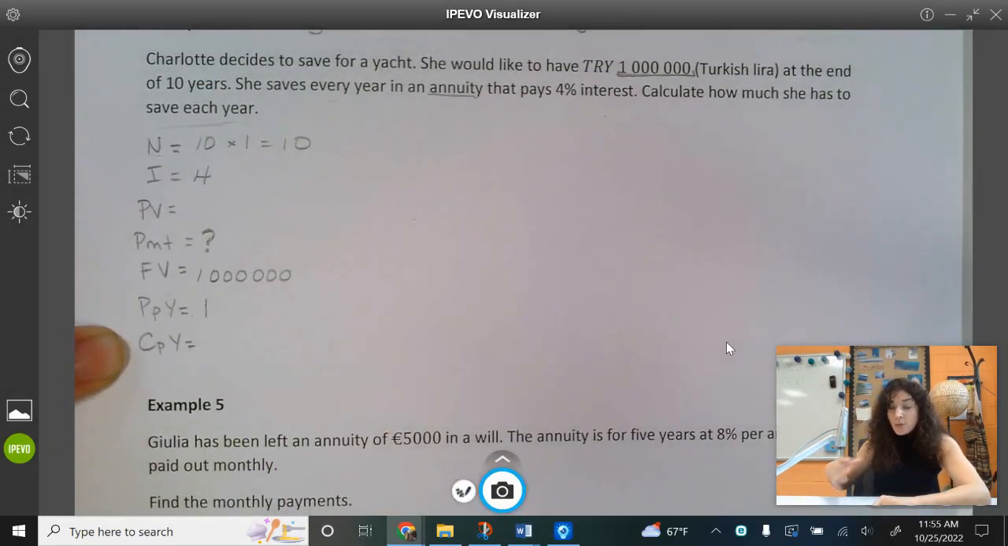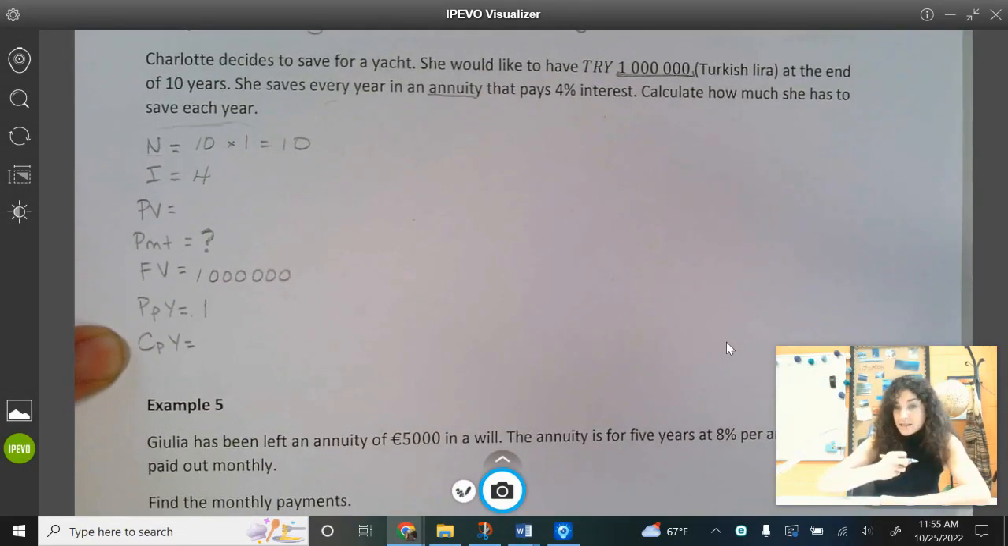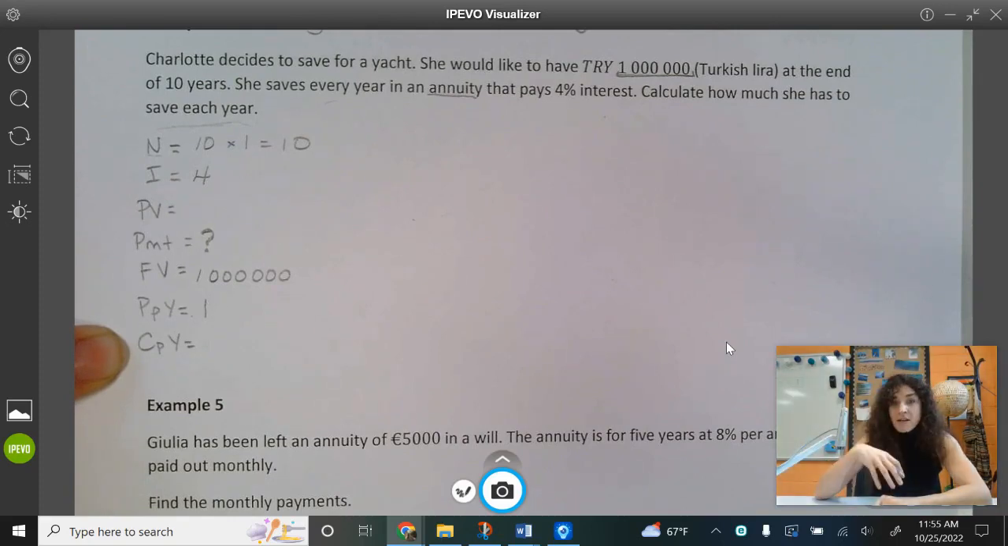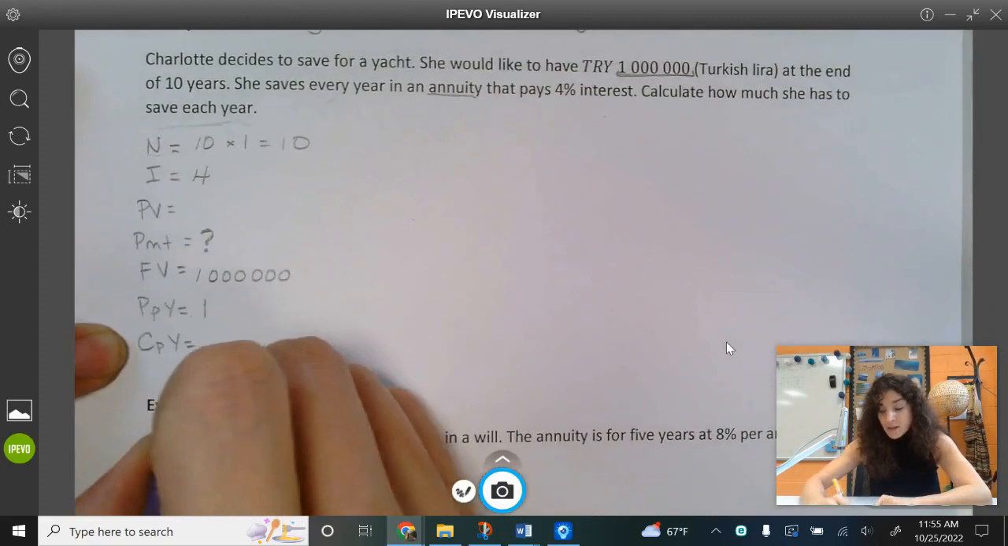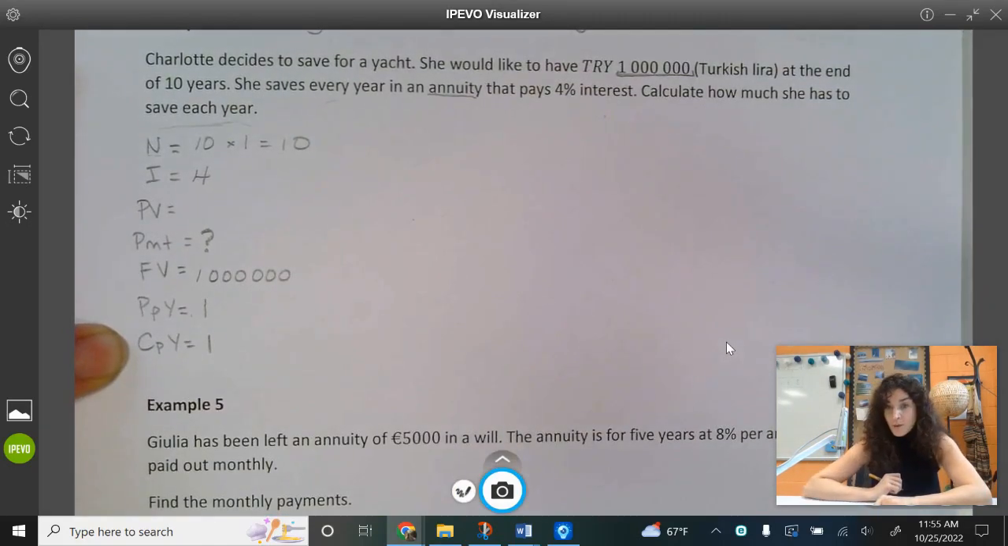Compoundings per year. Compounding is when all the money gets calculated and put back into the account. Well, the money is calculated and put back into the account each time she makes a payment, right? So that's compoundings per year, also just 1.